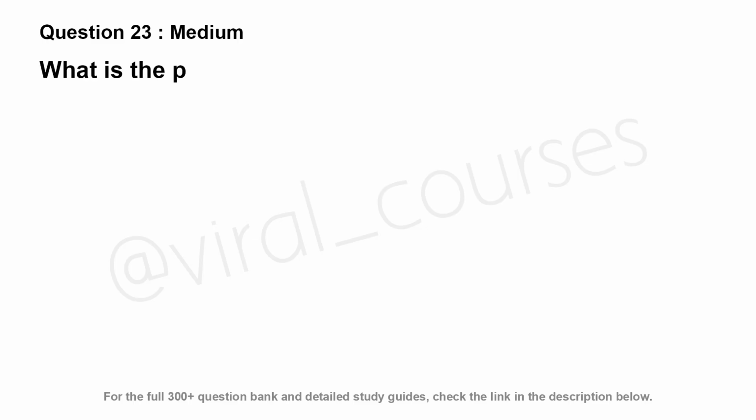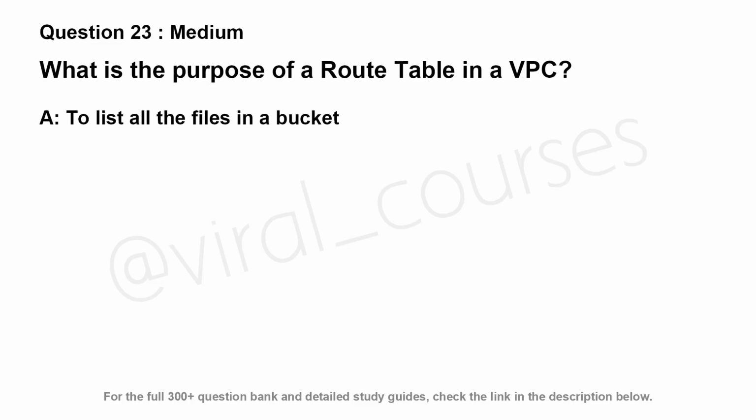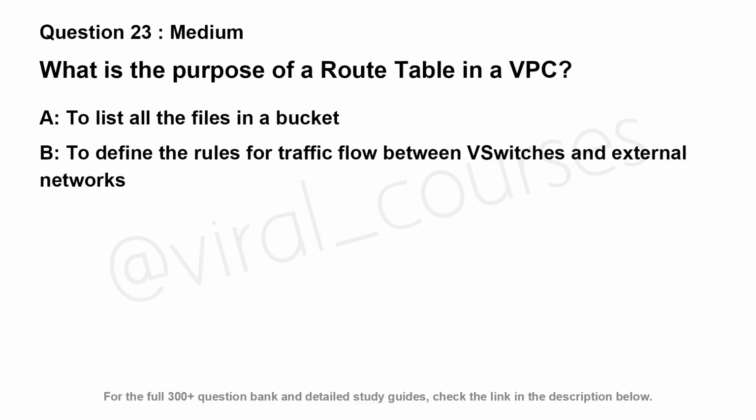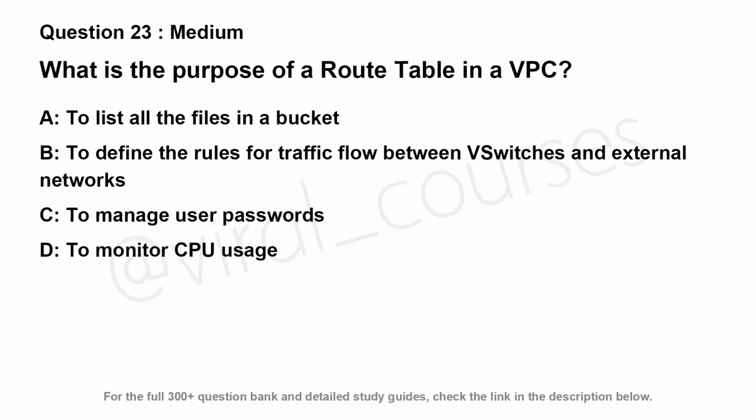What is the purpose of a root table in a VPC? Option A, to list all the files in a bucket. Option B, to define the rules for traffic flow between vSwitches and external networks. Option C, to manage user passwords. Option D, to monitor CPU usage.